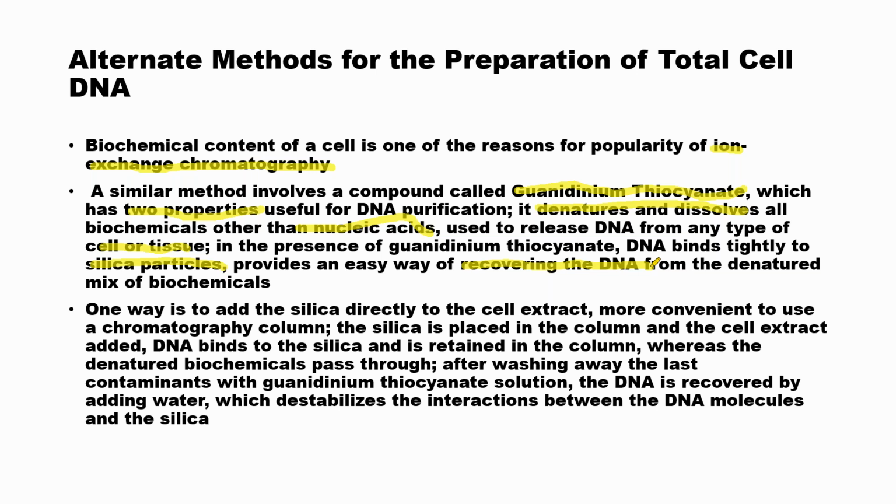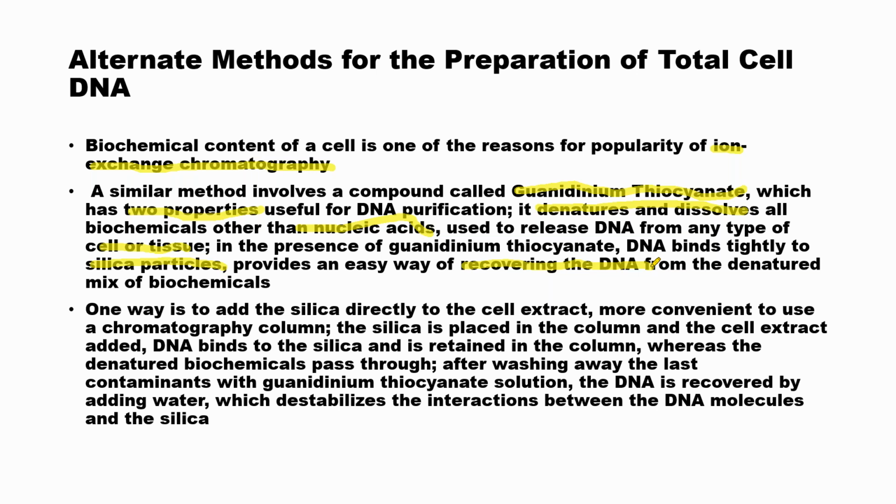How will guanidinium thiocyanate purify? If we add it into a cell extract, it will denature and dissolve all other biochemical molecules such as RNA, proteins and carbohydrates, and only DNA will remain in the extract. That is one point. The second point is that guanidinium thiocyanate has another additional function. In the presence of guanidinium thiocyanate, DNA molecules or the nucleic acid will bind tightly to silica particles. As a result, recovery of DNA from the mixture of biochemicals or from a cell extract is very easy.